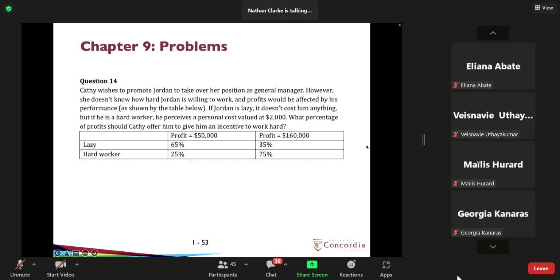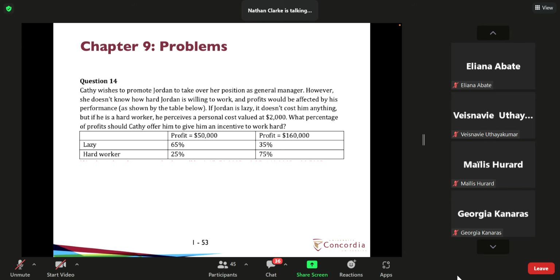Okay. And this is a good problem for chapter 9. This is the only quantitative problem for chapter 9. And it's just about how do we incentivize people to work hard? It's not hard, this question, but I think it's definitely worth going over.